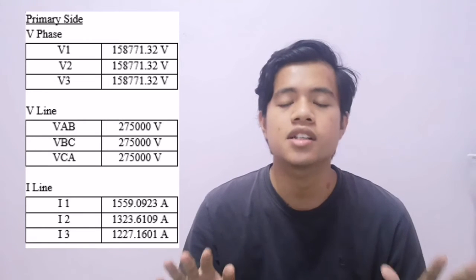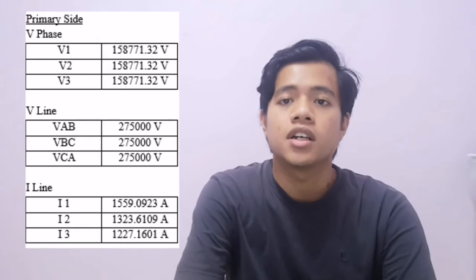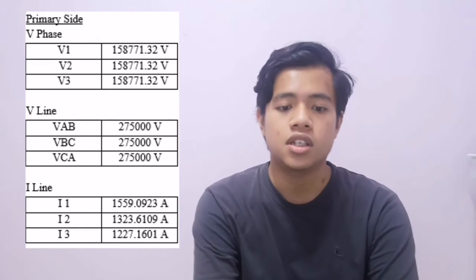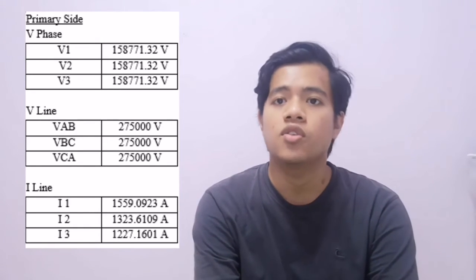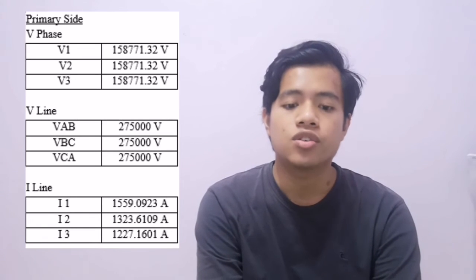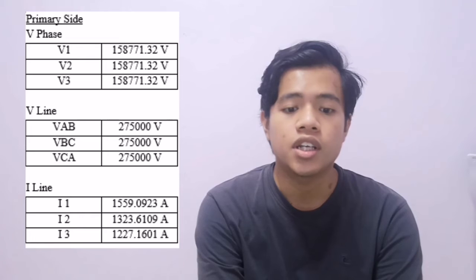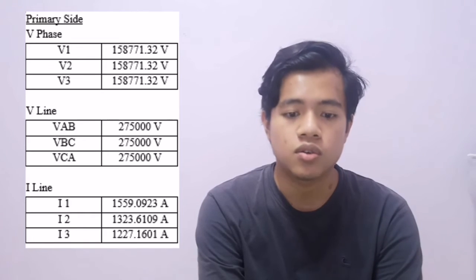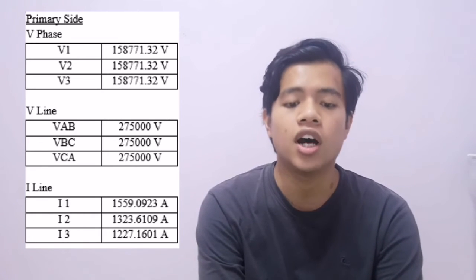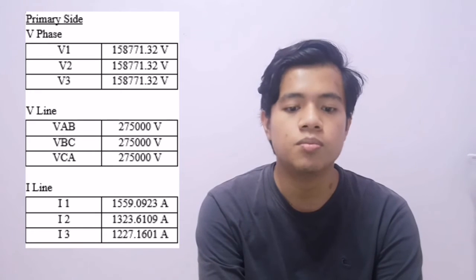And for the I line on the primary side, the labels are I1, I2, I3. The result for I1 is 1559.09 ampere, I2 is 1323.961 ampere, and I3 is 1227.16 ampere.